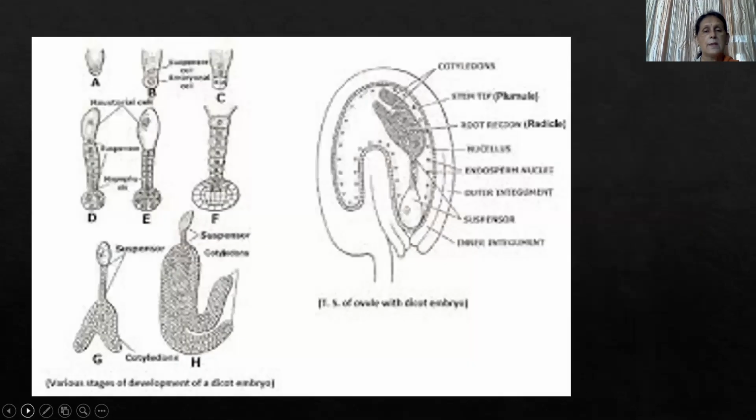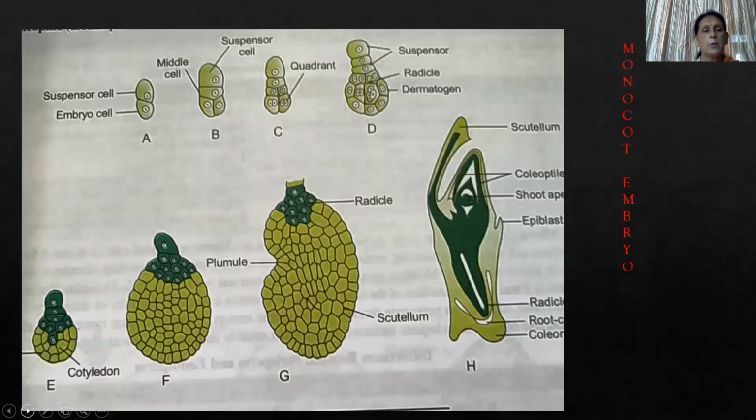Next, we discuss the monocot embryo. What is the difference between dicot and monocot embryo? In the early stage, they are quite similar. After formation of the zygote, it forms the oospore, then divides transversely into a two cell structure, that is the embryonal cell and the suspensor cell. But after that, the development of the monocot embryo is quite different.